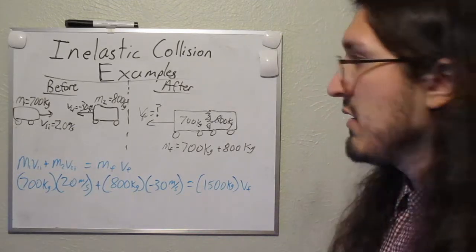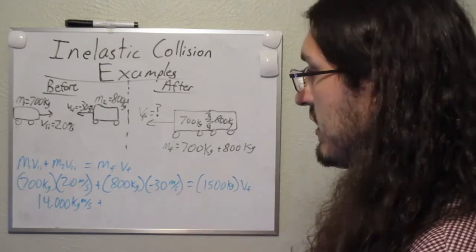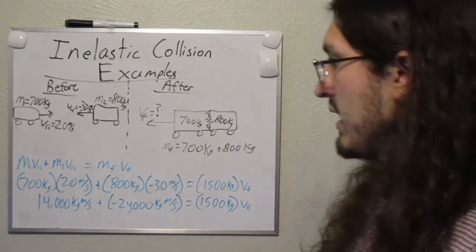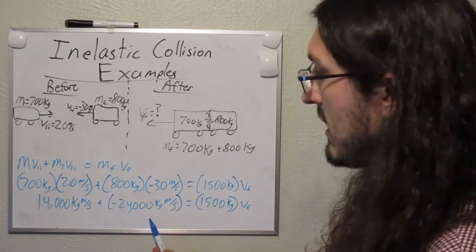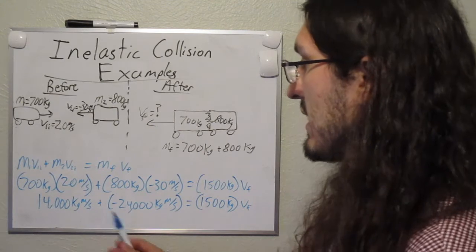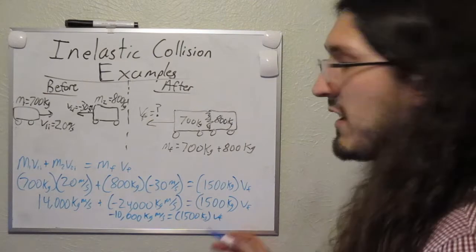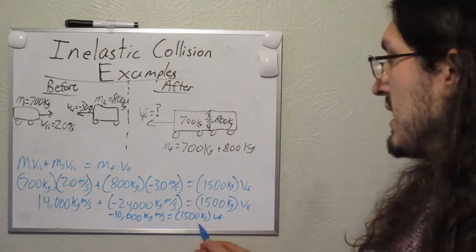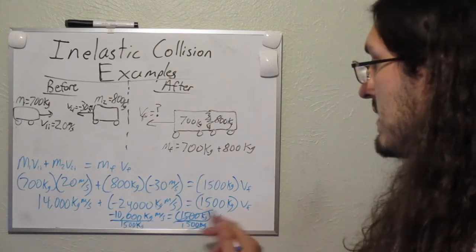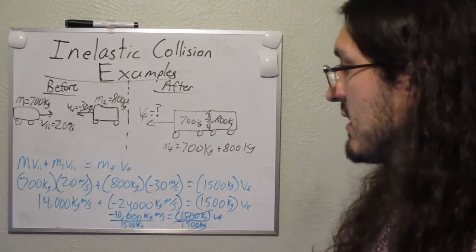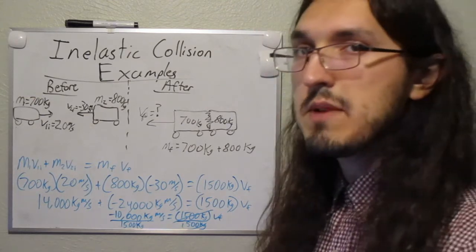Doing the math now, I know 700 times 20 is going to be 14,000. And then 800 times negative 30 is negative 24,000. So I have 14,000 kilogram meters per second plus a negative 24,000 kilogram meters per second, so I'm going to have to subtract there. This comes out to negative 10,000. The last step to solve for the final velocity is just to divide both sides by this mass, 1,500 kilograms. On the right side that's going to cancel out, and on the left side it's negative 10,000 divided by 1,500, which comes out to negative 6.6 repeating meters per second.